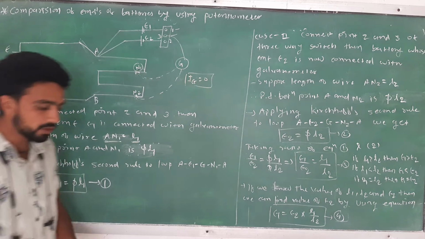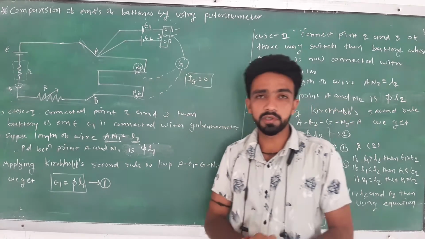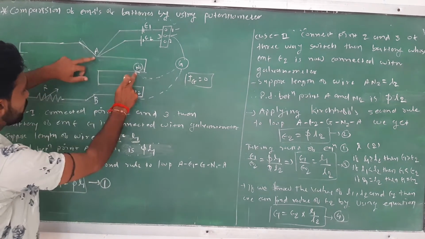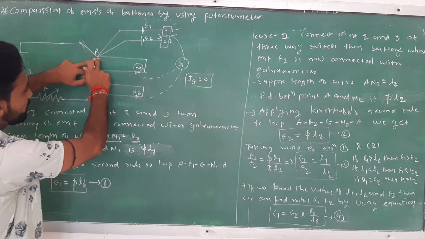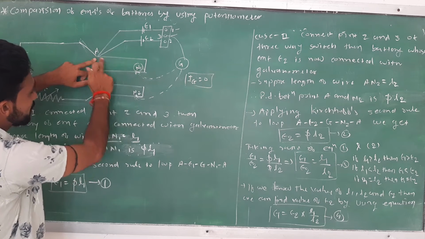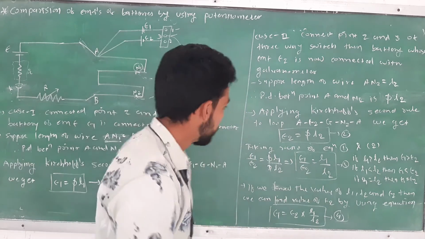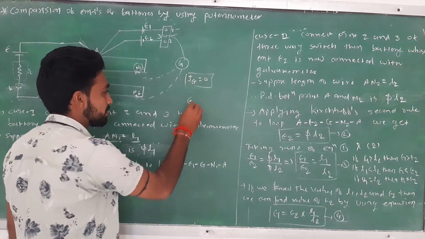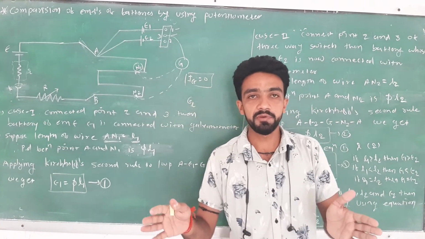Now according to previous theory, you know that by using a potentiometer you can find out the potential difference between 2 points of the wire. So this is a part of the wire. By using that principle, you can find out the potential difference between point A and N1. What is the principle of the potentiometer? The potential difference between 2 points of the wire is directly proportional to the distance between those 2 points.